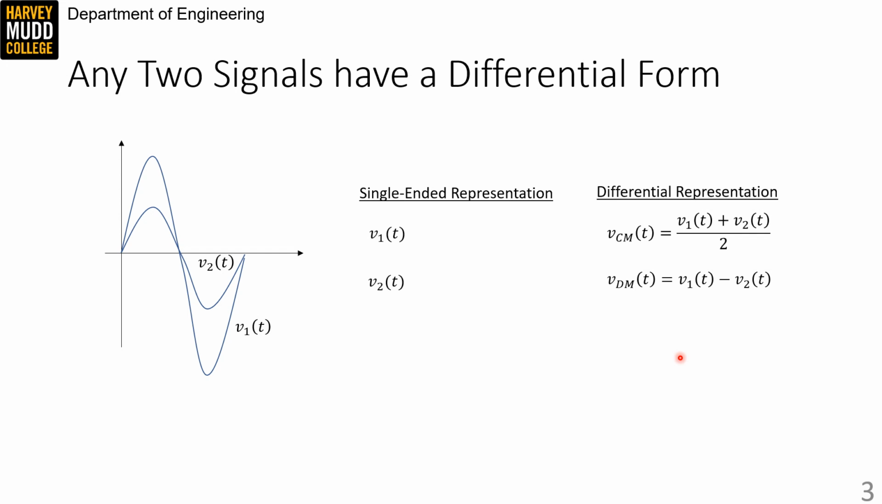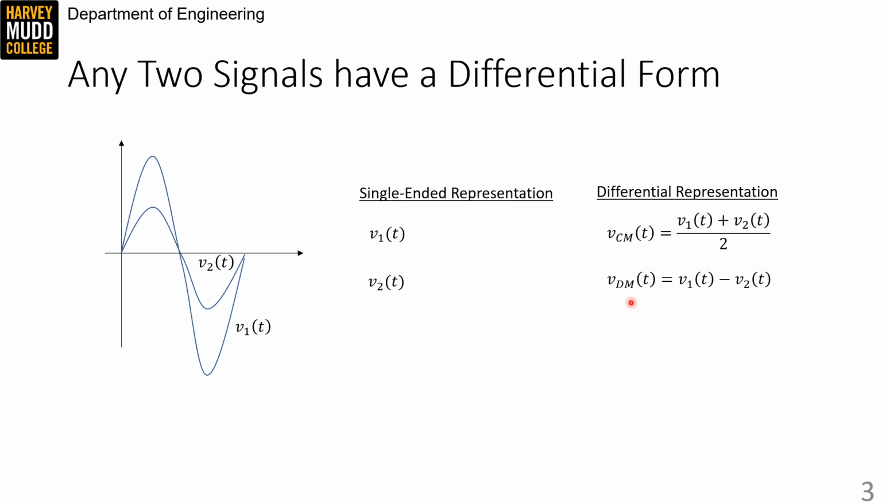We can also make a differential representation of these signals. The differential representation is made up of two signals, a common mode, which is the average of the two single-ended signals, and a differential mode, which is the difference of the two single-ended signals. And again, this works for any pair of signals. We can find an average and a difference between any two things.